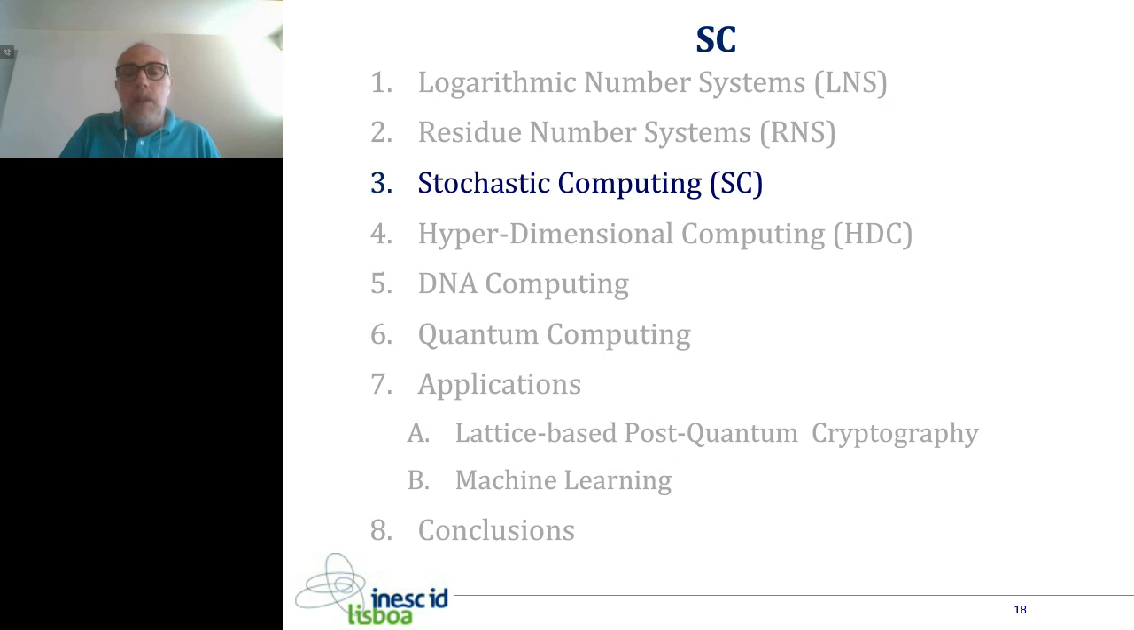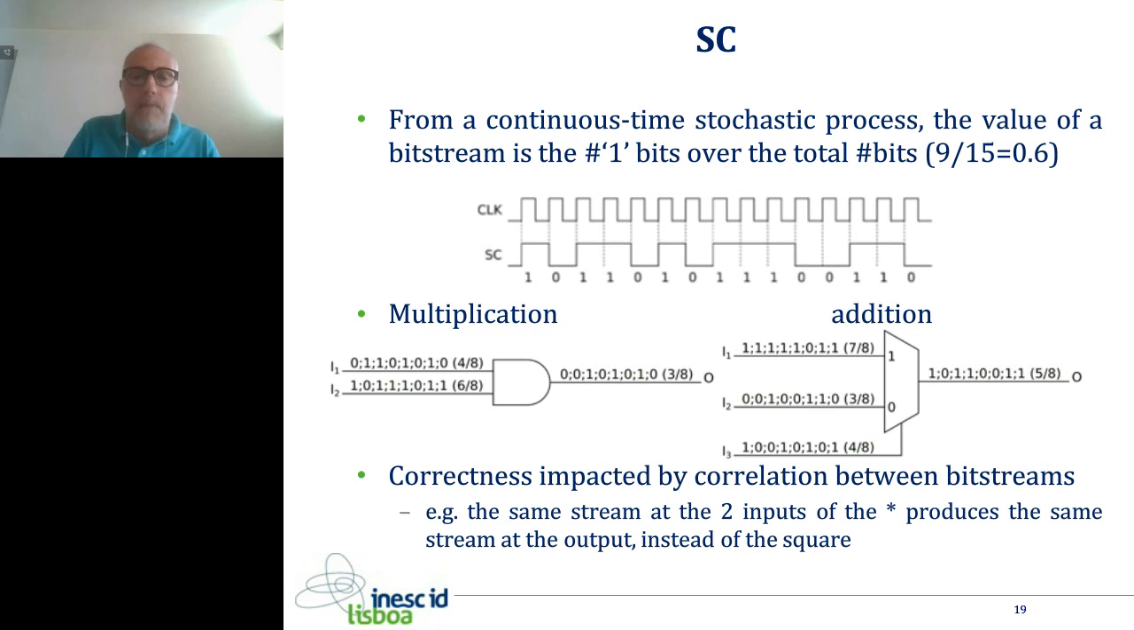So let's touch the third type of unconventional arithmetic that I would like to talk about today. This type of representation is stochastic representation, usually called stochastic computing. If you consider a continuous time stochastic process, very briefly, the value of a bit stream is the number of bits with the value 1 that you have over the total number of bits. In this first figure, we have 9 1 bits over the total of 15, which means that I'm representing the number 0.6.